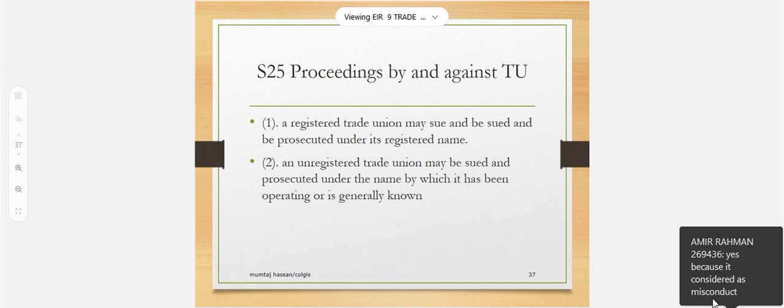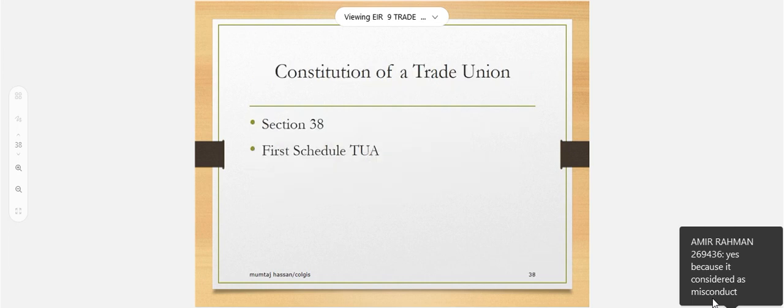So if it's an unregistered trade union, then you can sue the trade union by the name which it has been operating under or is generally known. Okay, because under the law, you must sue the correct person. If you sue the wrong person, your case cannot go on. It will be struck off by the court. Okay, so far, any question?